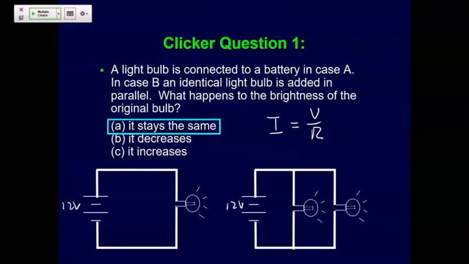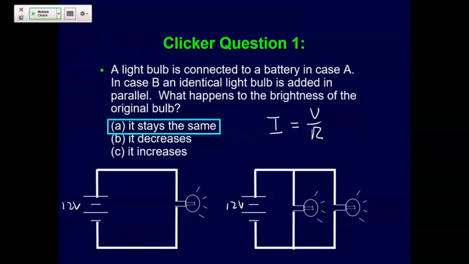Anybody else have a different way they thought about it? Or does anybody else have a question? Because the majority thought that it should decrease. So anybody want to say what they were thinking and try to understand why it wasn't quite right? It's a pretty brave thing to do. Does the second bulb have the same brightness? What do you guys think?